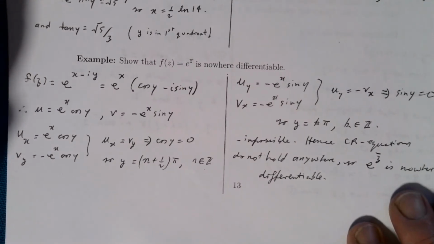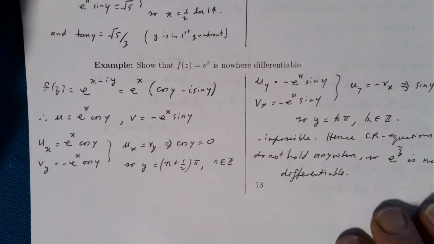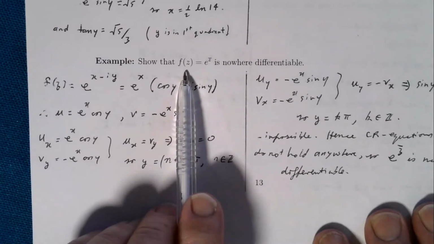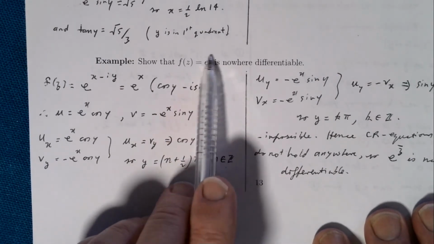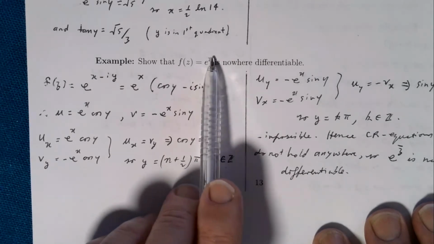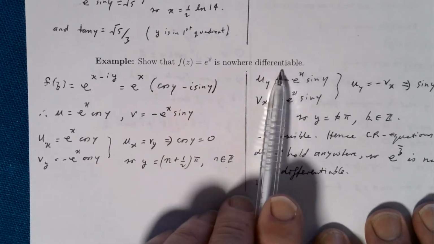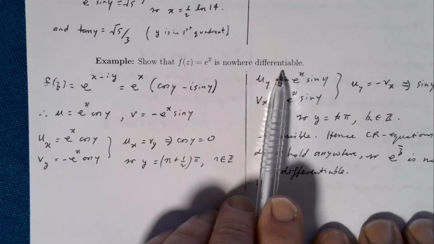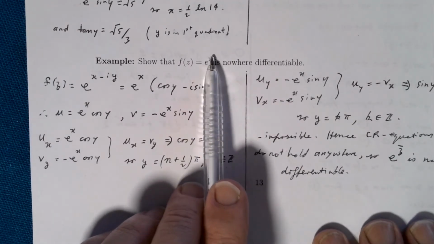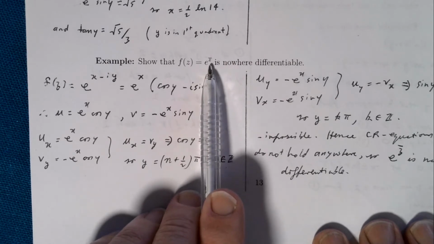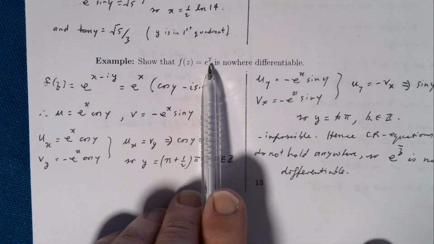Now, if we look at another example here, I want to show that f of z is e to the z bar. As soon as you've got conjugates involved, you should be nervous. This one is nowhere differentiable. Even though it's a function of z, it's got a z conjugate in there, and we've seen before z conjugate is not a well-behaved function, and so this one isn't either.